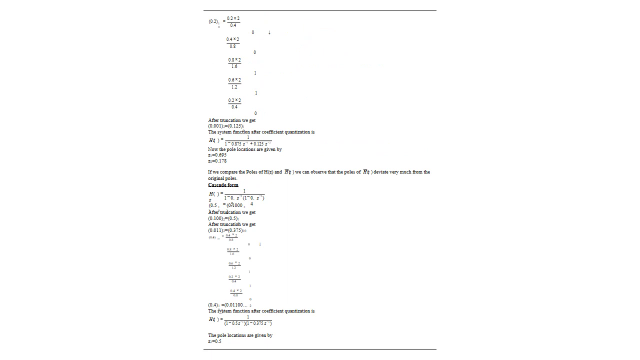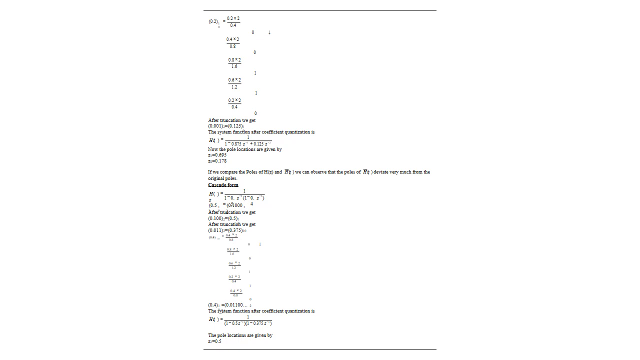Next for 0.2: 0.2 into 2 is 0.4, that is 0. 0.4 into 2 is 0.8, that is 0. 0.8 into 2 is 1.6, that is 1. 0.6 into 2 is 1.2, that is 1. 0.2 into 2 is 0.4, that is 0. After truncation, we get 0.001, which is equal to 0.125.